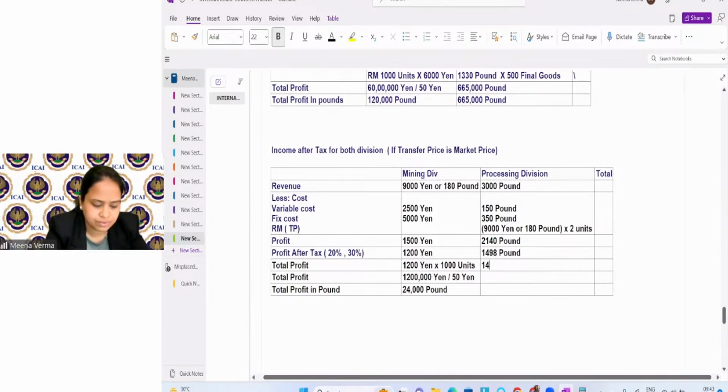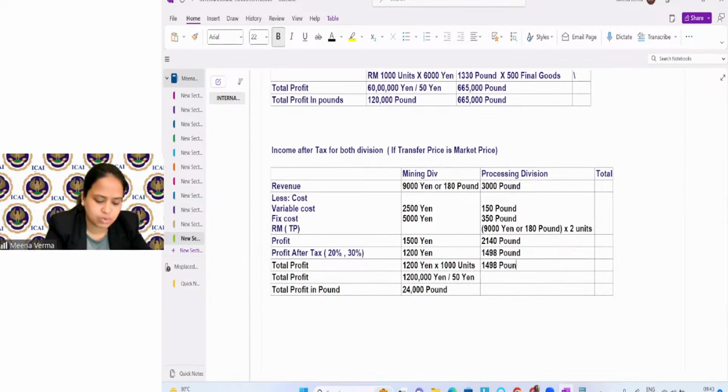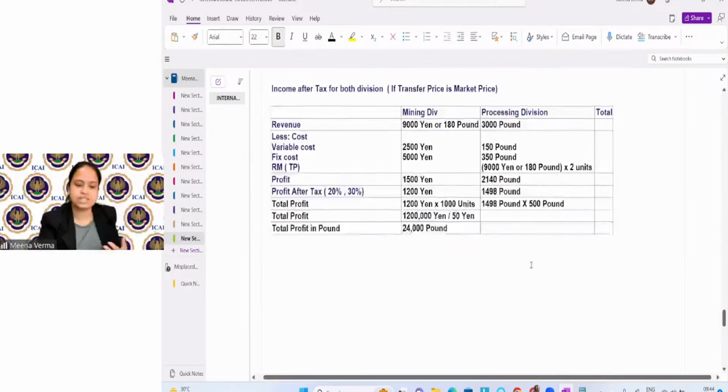Here we have, okay, let me take the next question. A small question I will take quickly. 500 pounds after this. Just multiply it, you will get the value in pound. You can see, so simple.